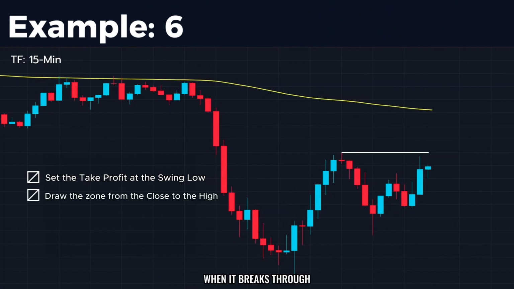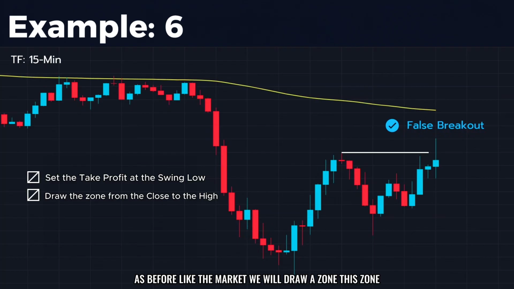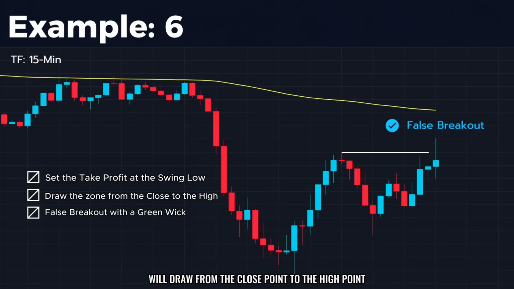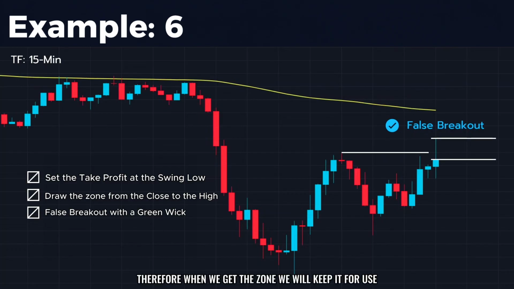When it breaks through, it must be a green candle and paint only the inside. In this place, paint through the grain. It's a long green candle and turns back, close to the bottom of the line. As before, like the rising market, we will draw a zone. This zone will be drawn from the close point to the high point. Therefore, when we get the zone, we will keep it for use.